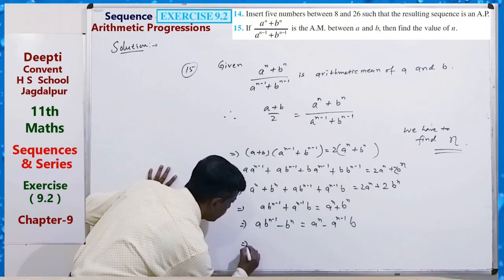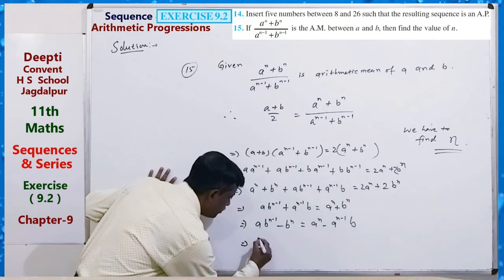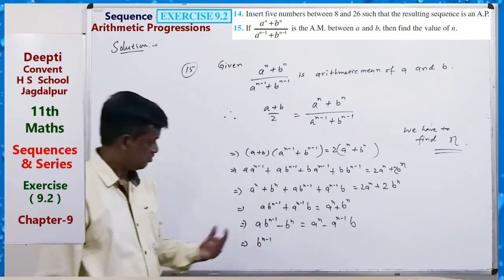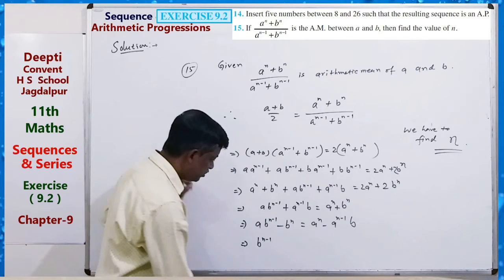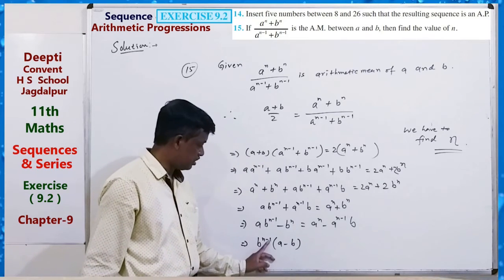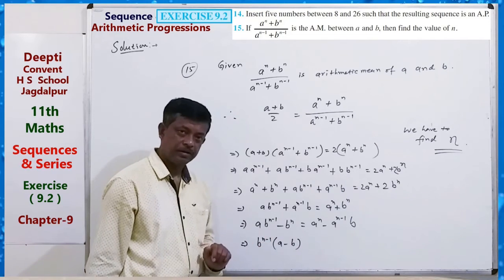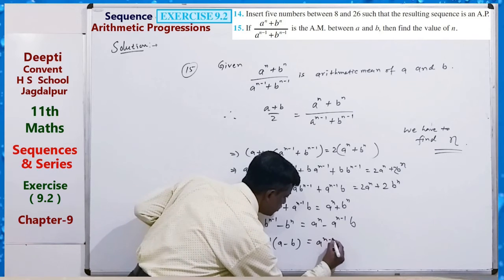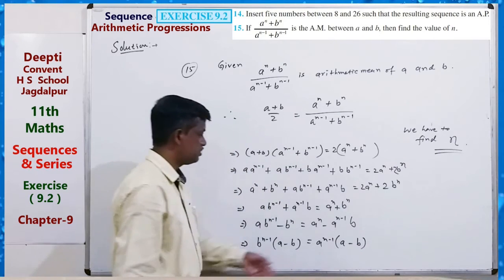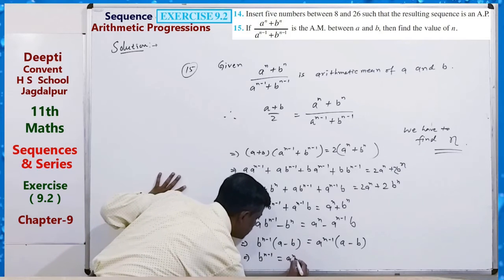Okay, let's take common from here. b power n minus 1 is taken common. Then here a minus b, because power minus 1 and plus 1 cancel out and only b power n remains. So also a power n minus 1 common, so a minus b. A minus b cancels. So we see that b power n minus 1 equals a power n minus 1.